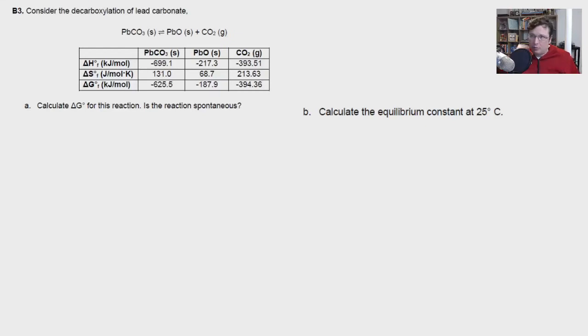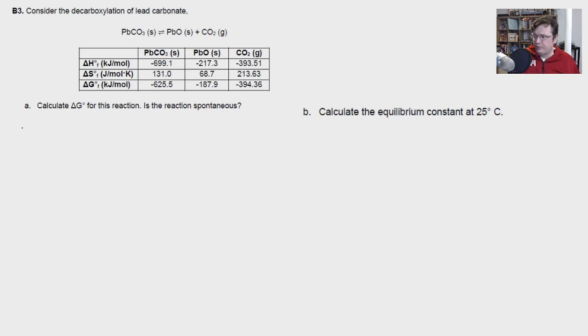B3, right? In this problem, we're going to solve a few problems with this equation. We have solid lead carbonate converted into lead oxide solid and CO2 gas. We're given a table that has the delta H, delta S, and delta G formations for all three of those. The first question is calculate the delta G naught for this reaction, and is the reaction spontaneous? All we have to do is use Hess's law in this case.